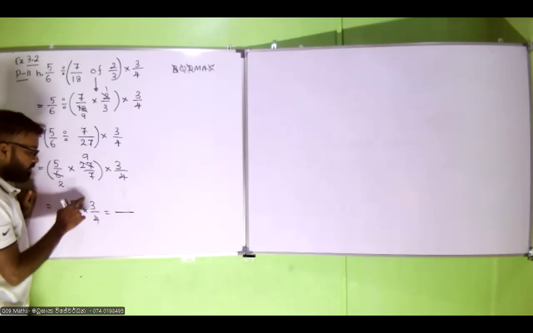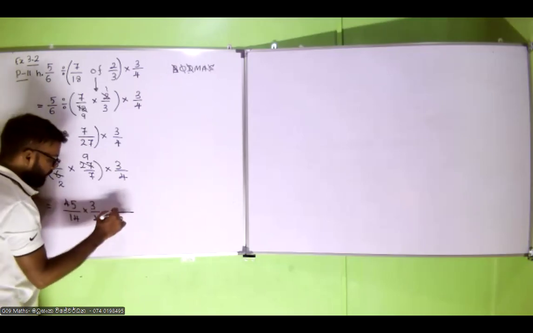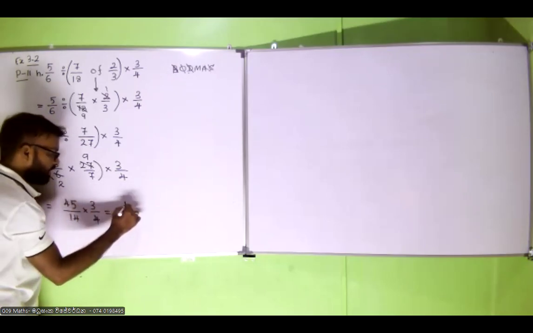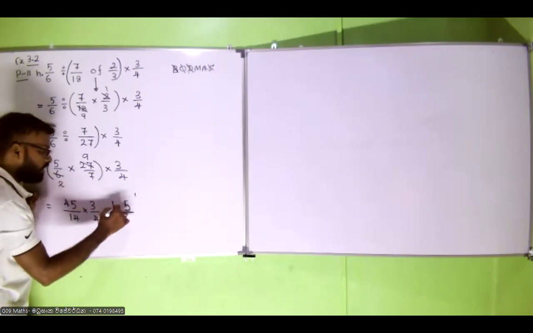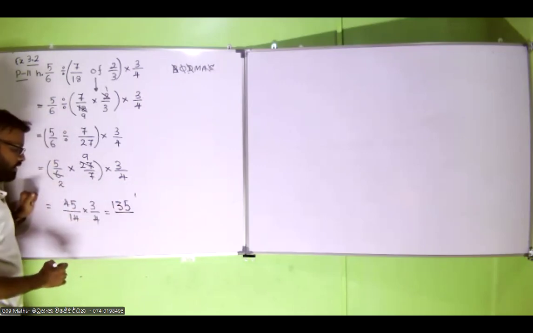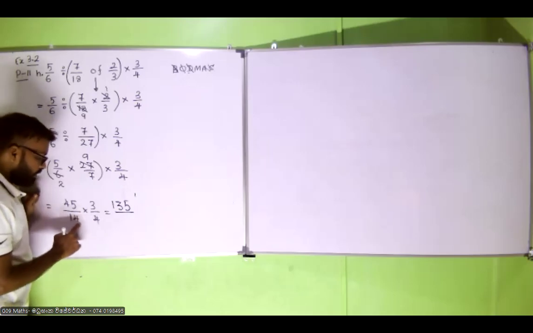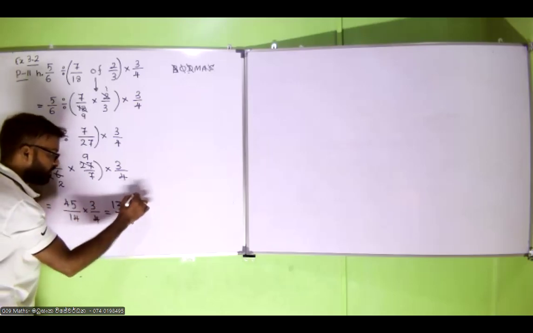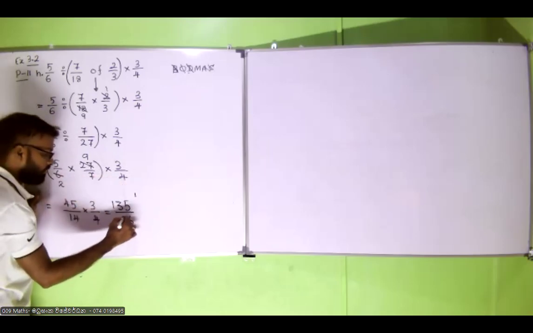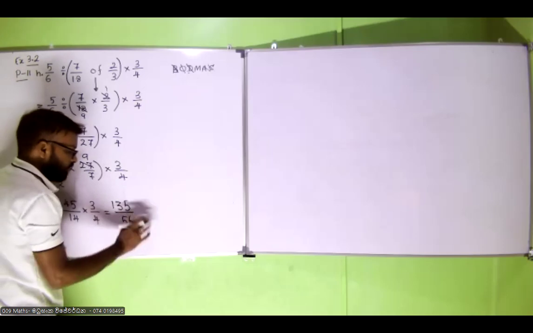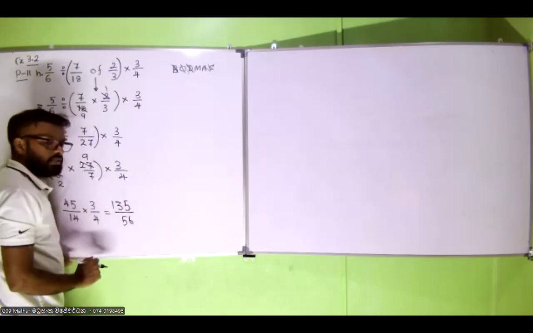Right? 45 times 3 will give you 3 times 5, 15, 3 times 4, 12 plus 1, 13, so 135. Alright? 14 into 4. 4 times 4, 16. 1 remaining. 4 times 1, 4 plus 1, 5. 56. Alright? So, this is an improper fraction.